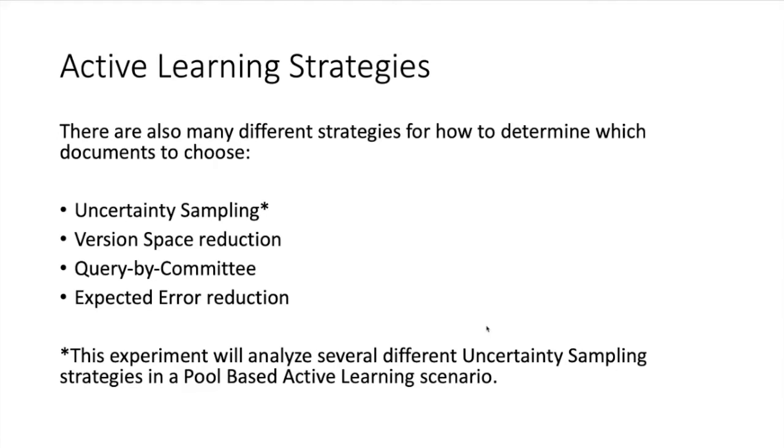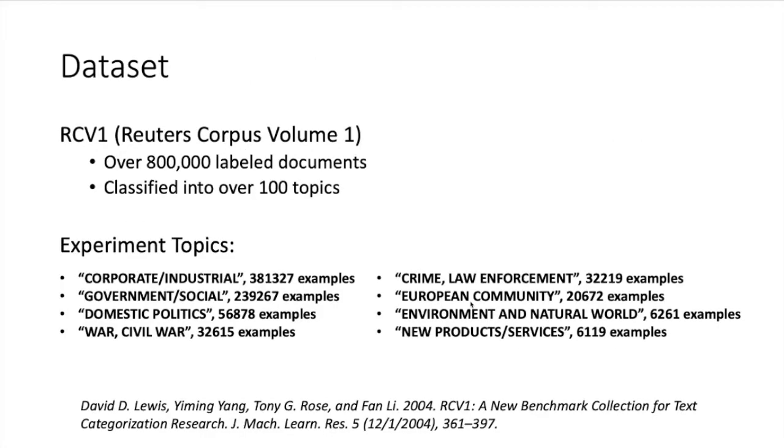There's also a lot of different strategies for how to choose documents in active learning. Some of the different methods include uncertainty sampling, version space reduction, query by committee, and expected error reduction. For this experiment, we're going to be looking exclusively at uncertainty sampling using a pool-based active learning scenario.